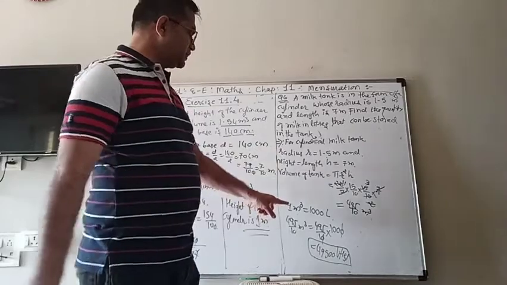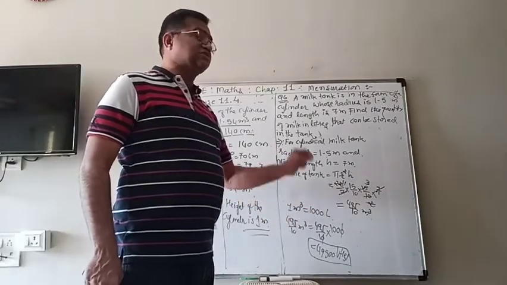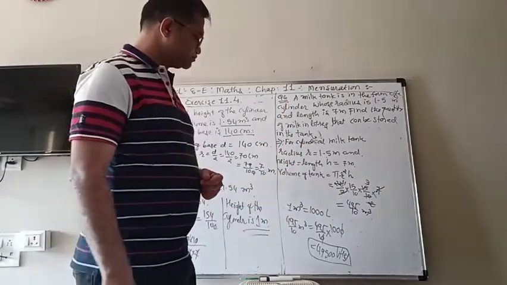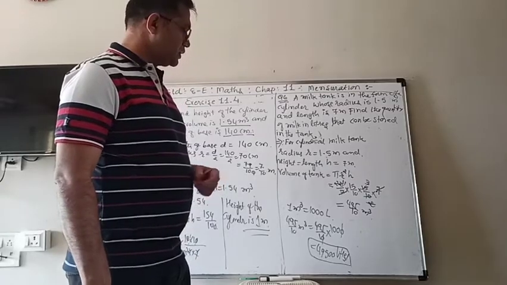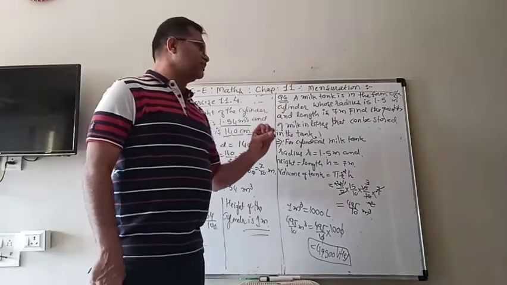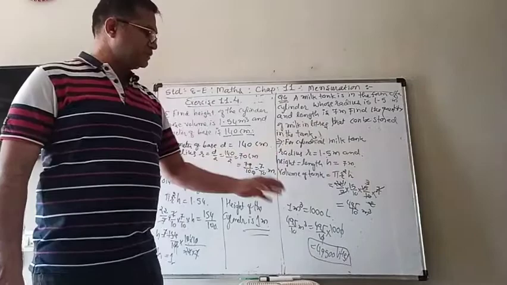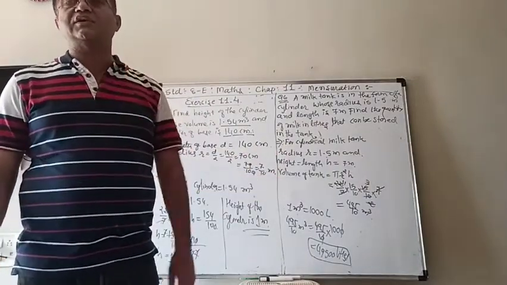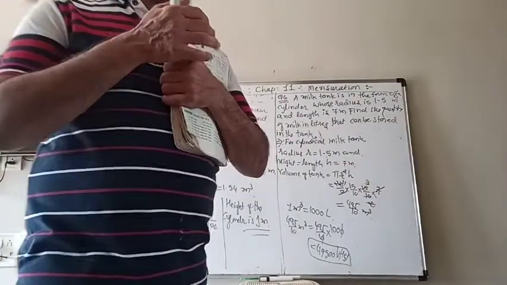So we have to remember the conversion: 1 meter cube is 1000 liter. And thus we can find the volume, and after volume we can convert it into liters.